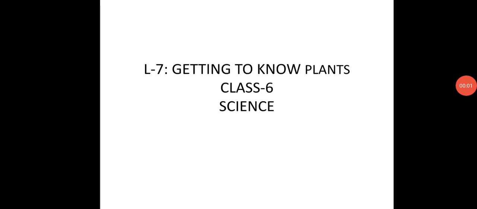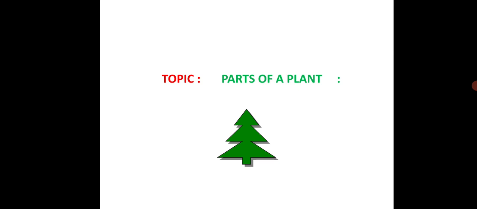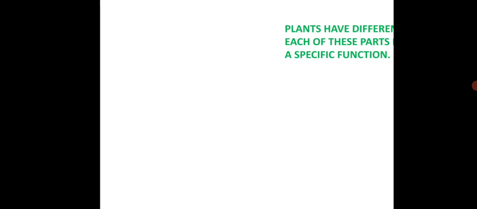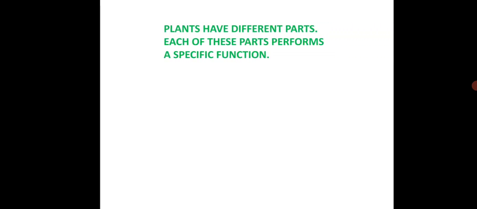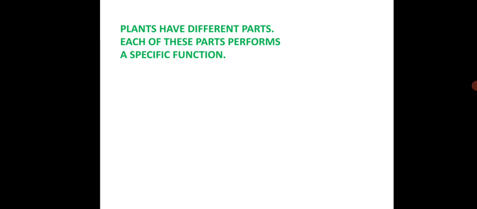Hello everyone. Let's begin a new topic from Lesson 7, Getting to Know Plants, from Class 6 Science. Our today's topic is parts of a plant. Plants have different parts. Each of these parts performs a specific function.